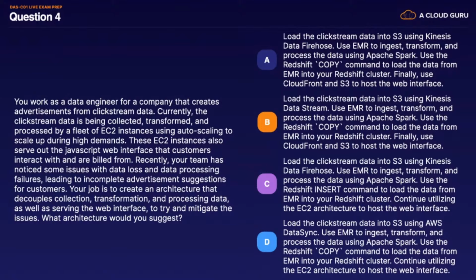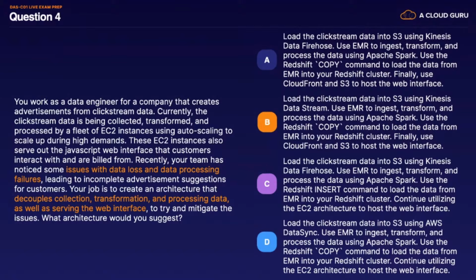Yeah. And this is one of those questions that really makes that key information strategy stand out. So when we go back through it backwards, we're going to end up with a much smaller amount of information we need to keep in our head and figure out exactly what we're talking about. So we're going to decouple: it decouples collection, transformation, and processing data, as well as serving the web interface. So we're talking about a system that's doing a lot of things all in one place.